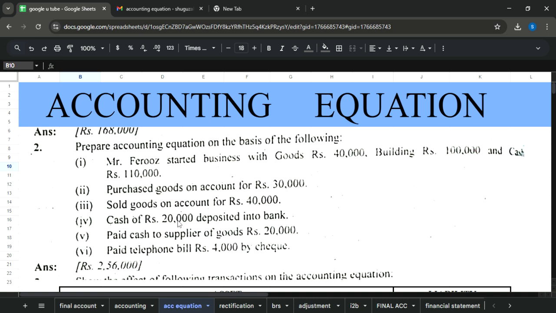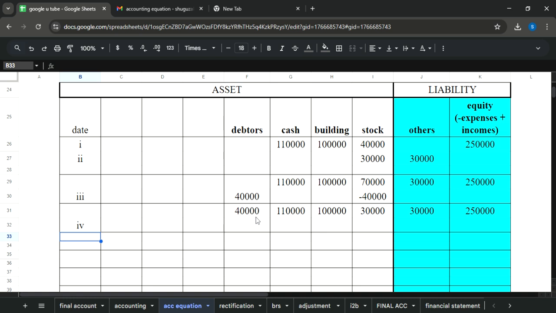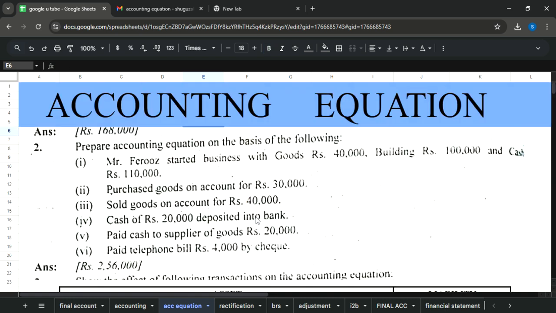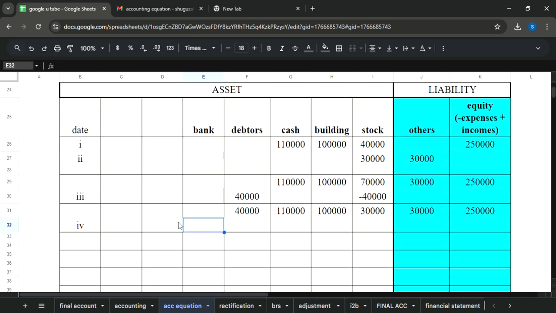Cash of rupees 20,000 deposited, a bank account would be opened. It means the bank account is also your asset. Here you will put bank account. Let's see how much amount has been deposited. Cash of 20,000. So here, 20,000 increase in bank account. And how have you deposited? Obviously you have taken this cash from your cash account. There would be a decrease in cash account, 20,000.